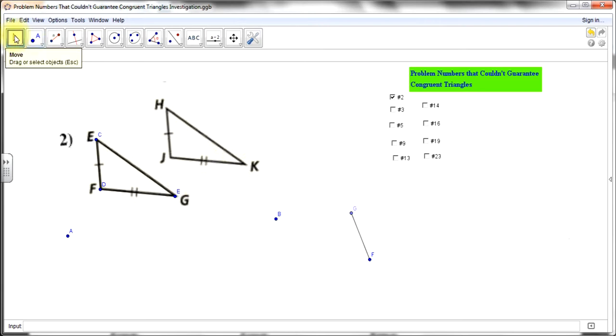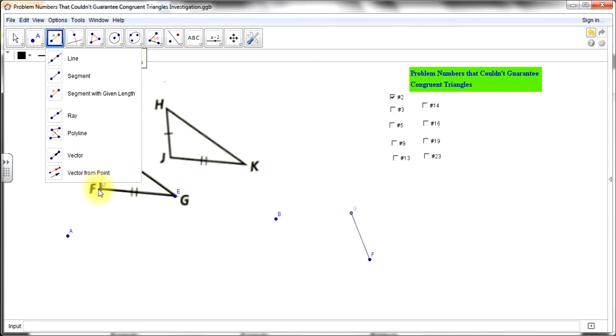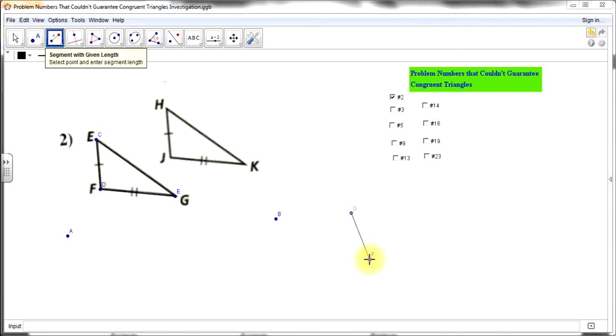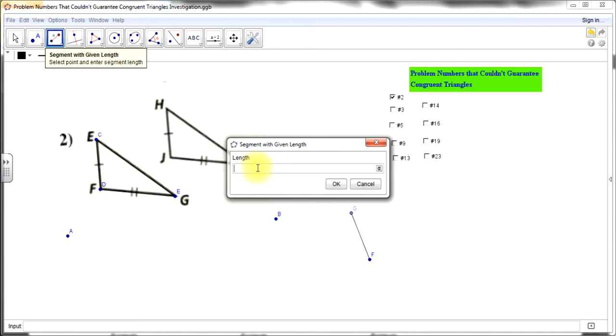Okay, so back to the construction here. The next thing we need to do is make a segment congruent to the segment DE. Since both segments share this vertex, this point right here, then when I use my segment with given length tool, and I'm going to make it this length of DE, I'm going to click on F so that it becomes the vertex or the shared point between the two segments. So I'm going to click on F, make it the length of DE.